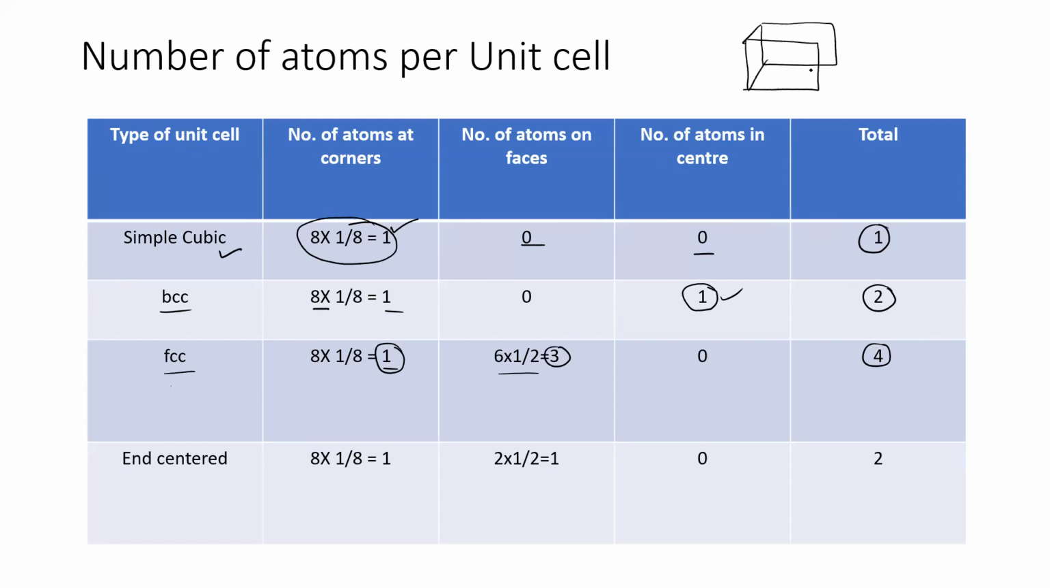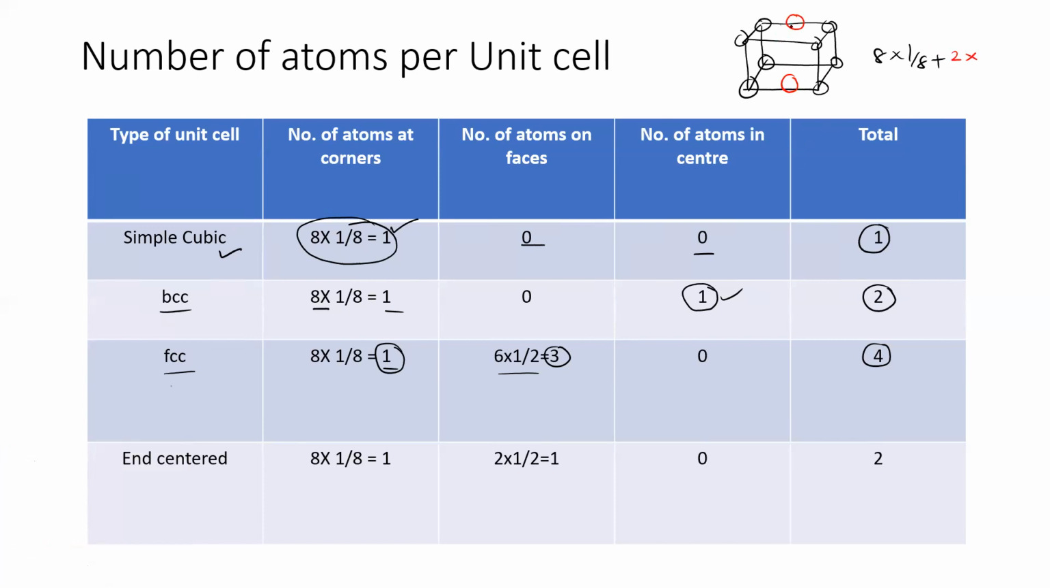End centered means what? 8 into 1 by 8 plus 2 into 1 by 8, we have put. Then next, there are 2 atoms in place. Half is either top and bottom, or left and right, or front and back. Only 2 atoms are there.